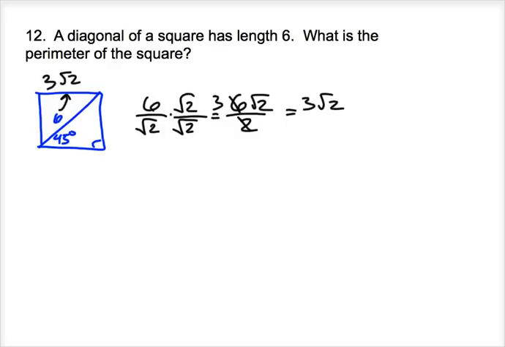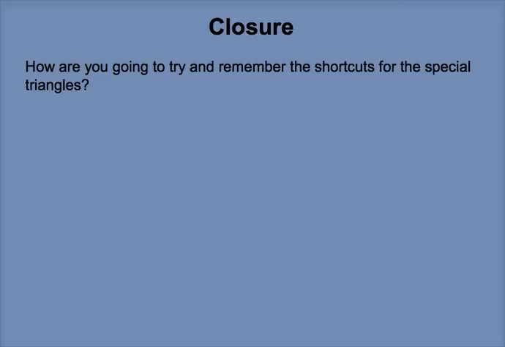Well, if I want to find the perimeter, I have 4 of those sides. So if I take 3 square roots of 2 and multiply it by 4, I get that there's 12 square roots of 2 for the perimeter. And your closure: how are you going to try and remember the shortcuts for the special triangles?